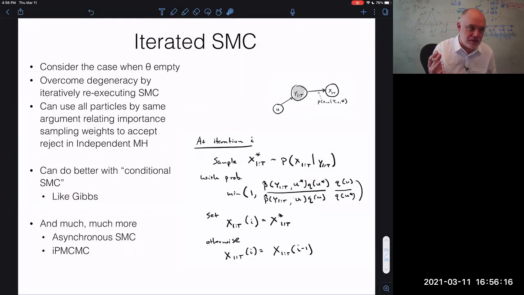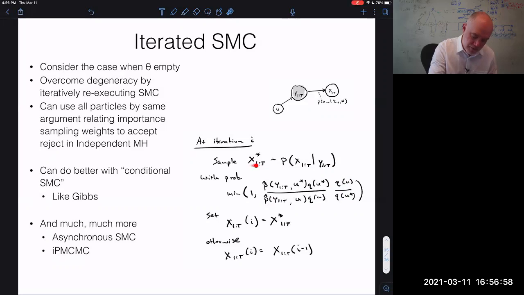And this suggests something interesting, which is that you can overcome particle degeneracy by iteratively re-executing sequential Monte Carlo. Right? And this means that you can use all the particles by the same argument that relates importance sampling weights to acceptance rejection in independent Metropolis-Hastings. So replacing the graphical model, you just empty out this thing. At iteration i, you sample X star from this, and then with probability, so in other words, you run sequential Monte Carlo, you compute the normalization constant estimate, these things cancel.